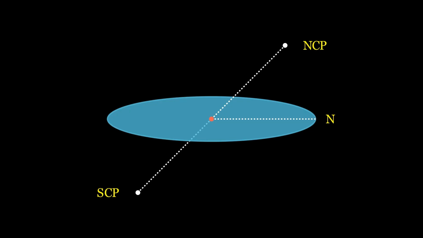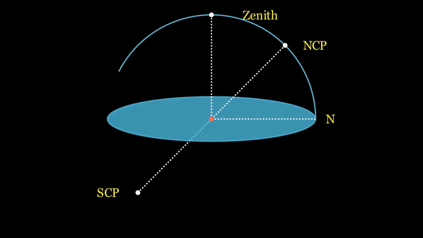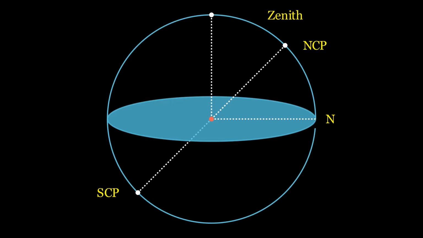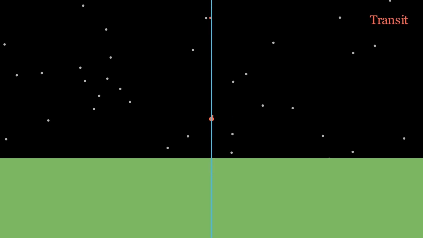Now let's look directly above our head. This point represents the highest an object can rise above your horizon. It is called your zenith. Now if we draw a great circle passing through both celestial poles and your zenith, we get the celestial meridian. When an object passes the celestial meridian, it is called a transit.